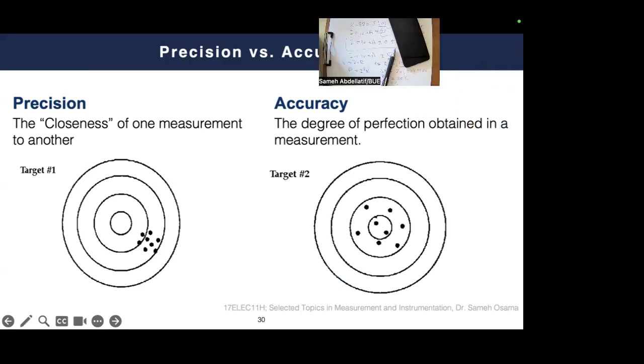So precision is comparing measurements with themselves. Accuracy is comparing measurements with the exact or the true value. And it is very important to say here that in order to calculate the accuracy, you have to have what we can call the true value. Otherwise, you will not be able to calculate the accuracy.